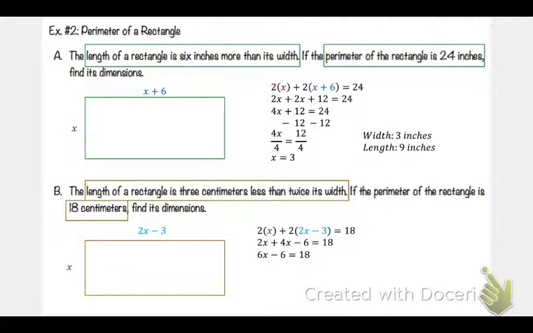2x plus 4x is 6x. Minus 6 equals 18. Add the 6 over. 6x equals 24. Divide both sides by 6. x equals 4. So that means my width is 4 centimeters. My length is 2 times 4 minus 3. So 2 times 4 is 8. Minus 3 is 5. So my length is 5 centimeters.